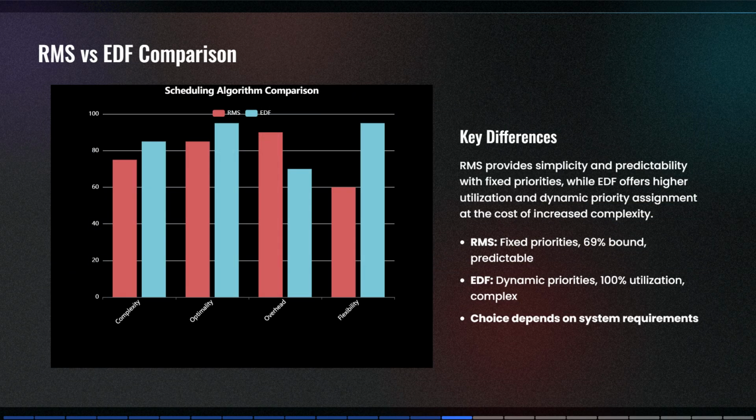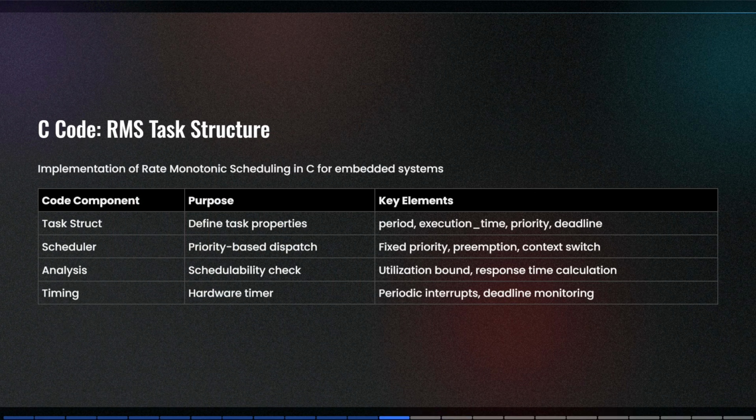A common comparison is between RMS and EDF. While RMS uses fixed priorities, EDF uses dynamic priorities. EDF is more flexible and can achieve full CPU utilization, but RMS is easier to implement and analyze. RMS schedulability can be tested mathematically using the utilization test we discussed. For three tasks, the upper bound is around 78%. If your total utilization exceeds this, you might miss deadlines.